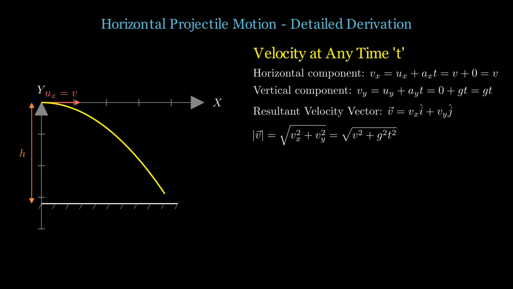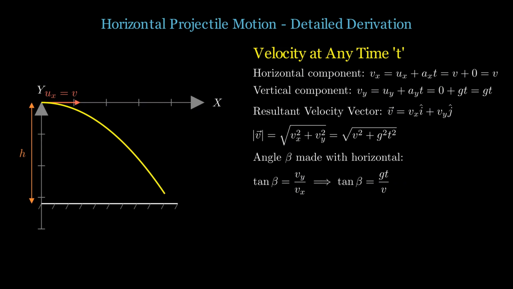If we are interested in the direction of the projectile, we can find the angle beta made with the horizontal. In order to find this angle, we will find tan β, which will be given by vy over vx, which implies tan β = gt/v.